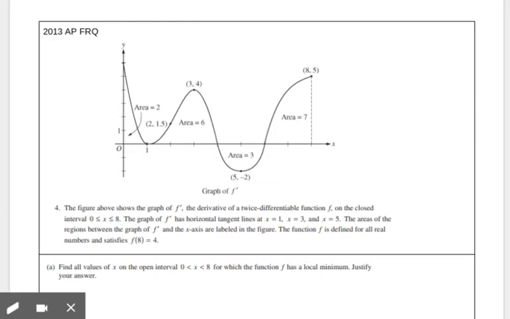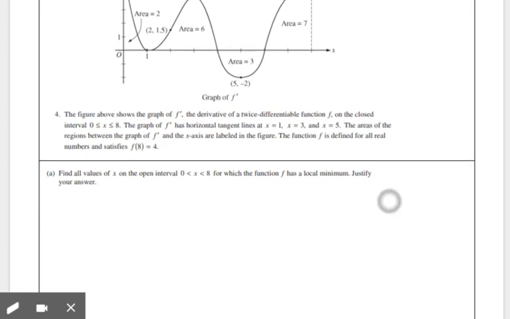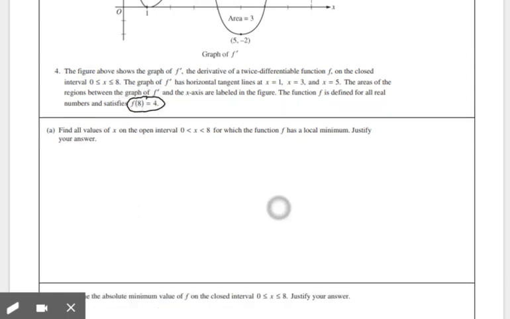Hey everyone, so this is the 2013 AP Free Response question number 4. We're given this graph of f prime. We're told that f is a twice differentiable function with this given graph of f prime. F prime has some horizontal tangents that they gave us. They gave us the area under the curve in a couple of different spots, which is nice. The function f is defined for all real numbers and satisfies f of 8 equals 4. So that's going to be important as we look at some of these problems.